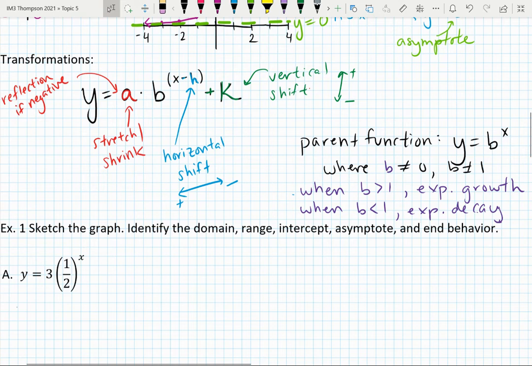When b is greater than 1, looking at the parent function, that's an exponential growth. That's like the example that we just did. B was 2, so that increases by 1, or it's an exponential growth. And if b is less than 1, like if it's a half or 0.3, then it causes an exponential decay.